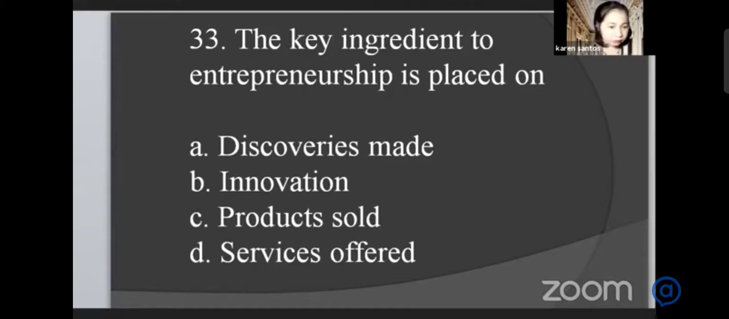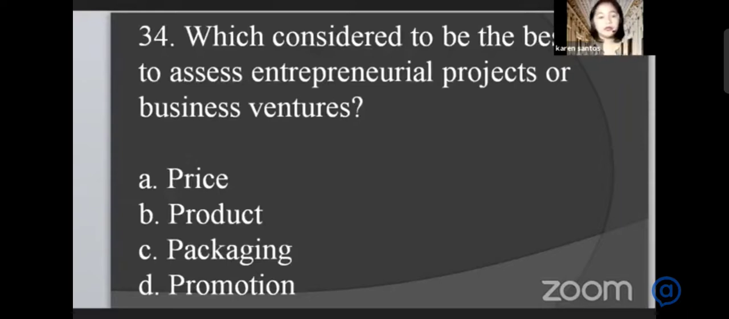Then next, for our question number 34, which is considered to be the best way to assess entrepreneurial projects or business ventures? A, price, B, product, C, packaging, D, promotion. So what is the correct answer?